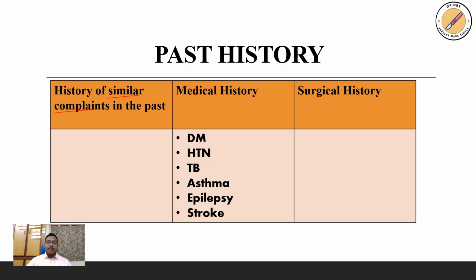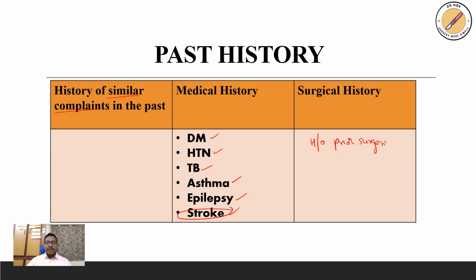Medical history is nothing but mainly asking about the comorbidities of the patient. So one is diabetes mellitus, hypertension, tuberculosis, asthma, epilepsy, stroke. Again, stroke is important in a few conditions, not in all conditions. Then you need to ask whether there has been any history of prior surgeries.